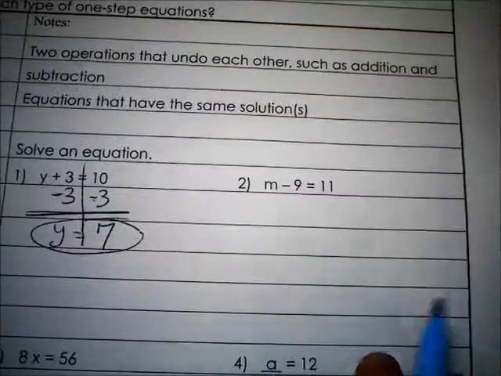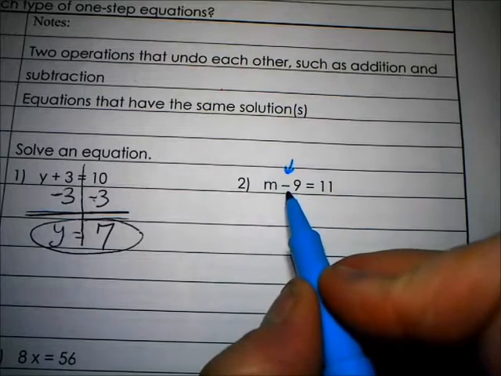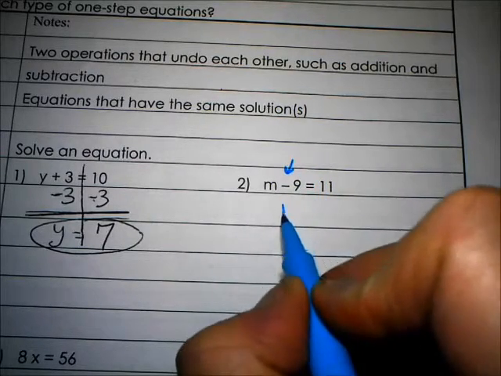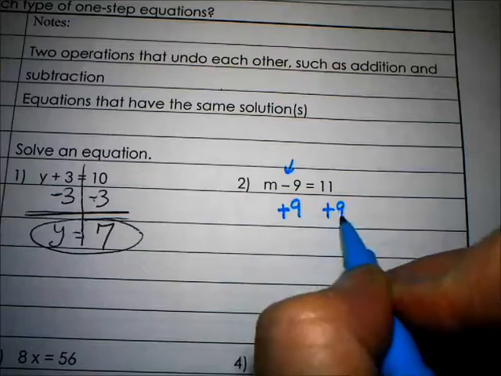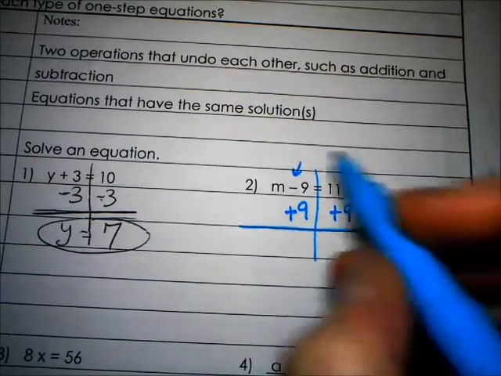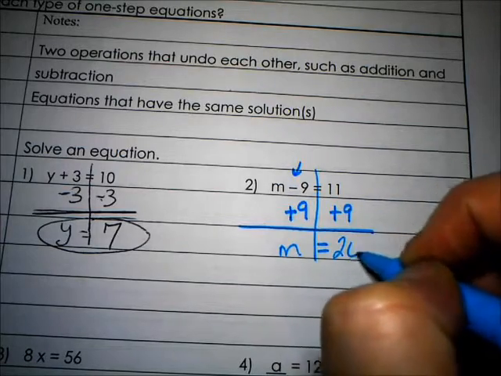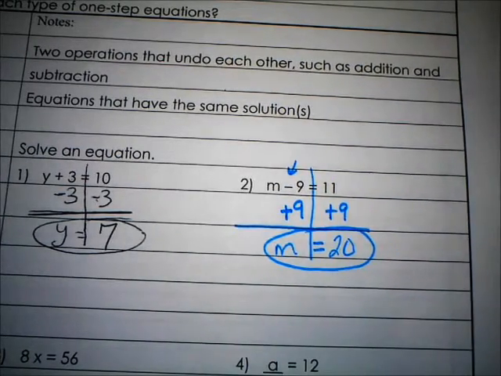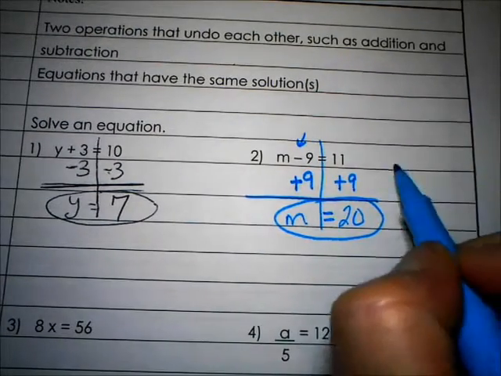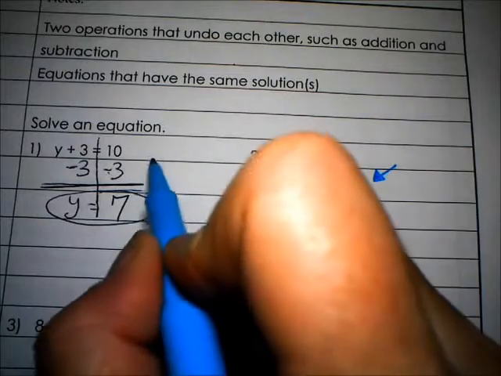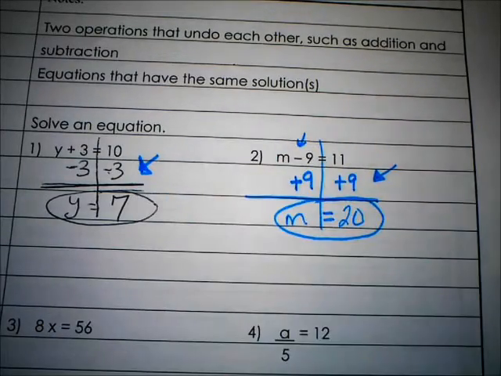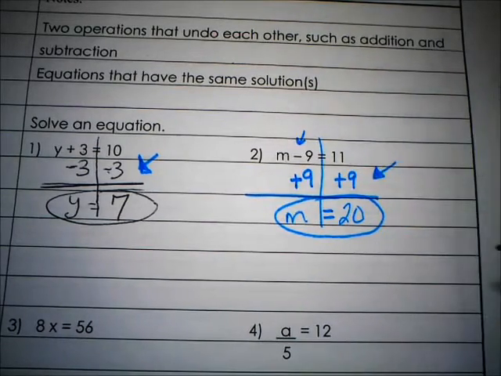If I do the second one, I'll notice that it has a subtraction. The opposite of subtracting is to add 9. I have m equals 11 plus 9, which is 20. You must show this step. Make sure you show this step. You can do the 11 plus 9 in your calculator to make sure you get 20, but you must show me this step.